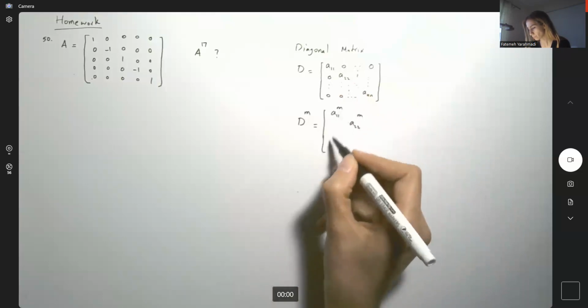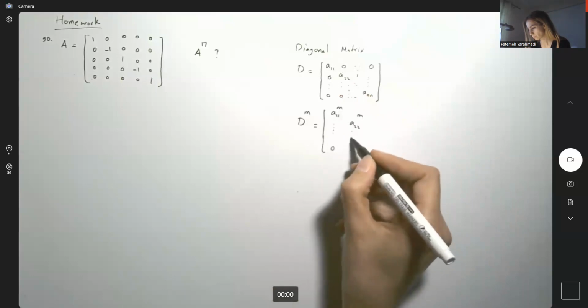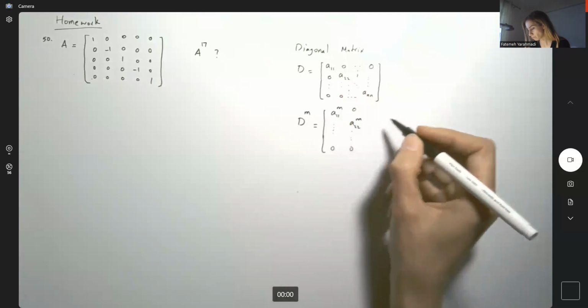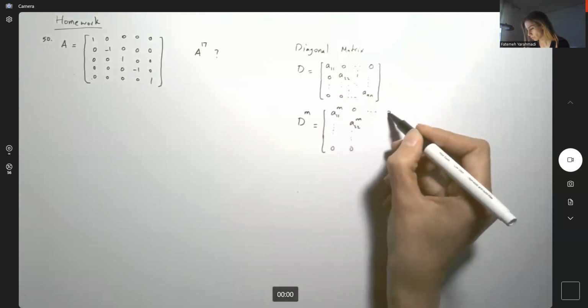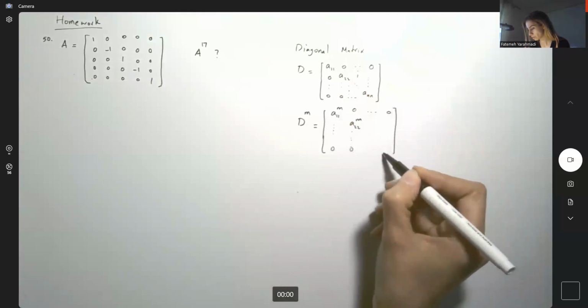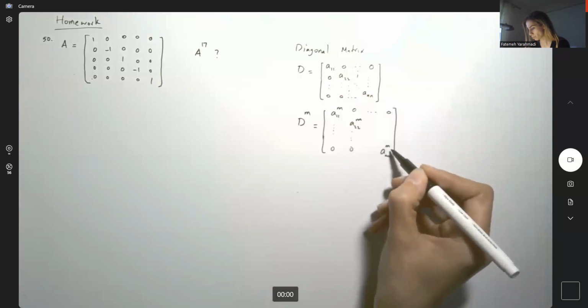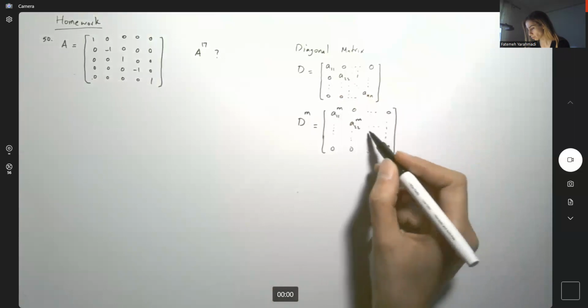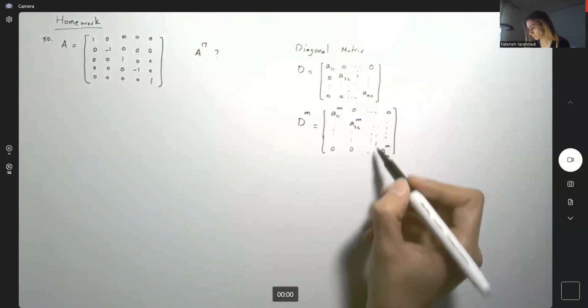And the rest. This is 0 to power M, and the rest of them are equal to 0. And this is ANN to power M. And all of these elements are going to be 0 and 0 and 0.